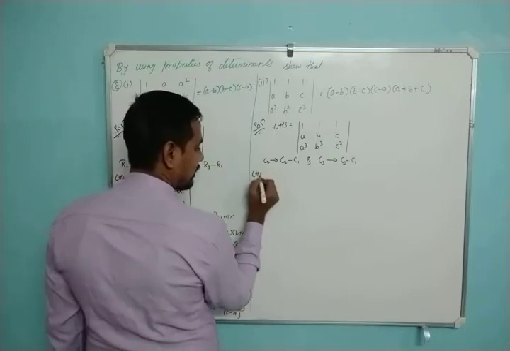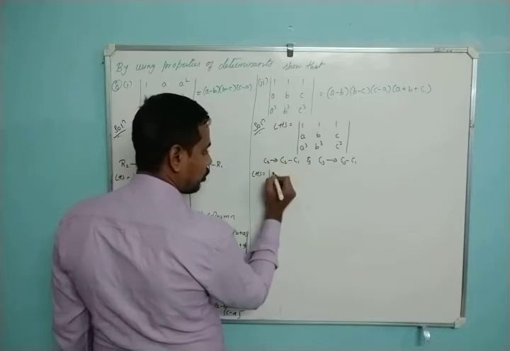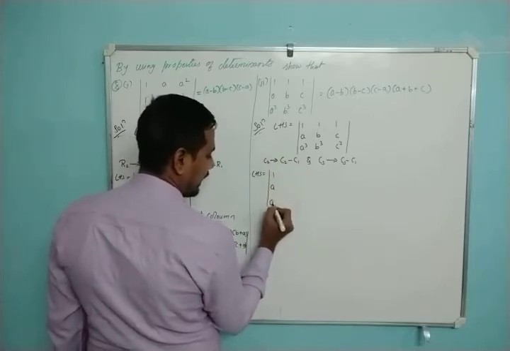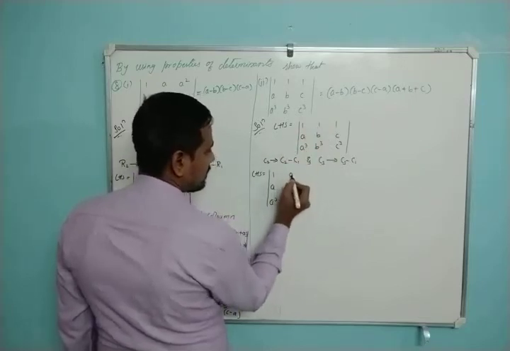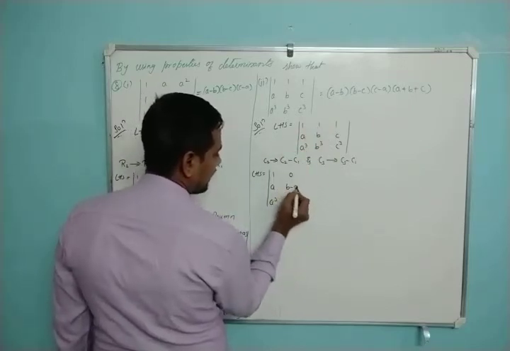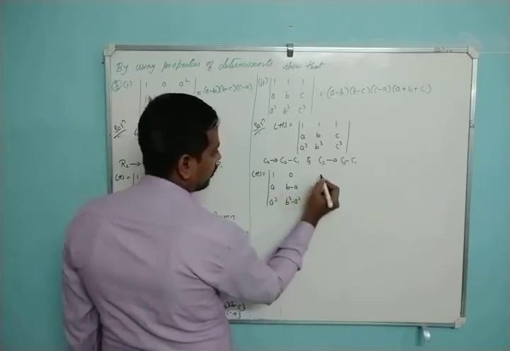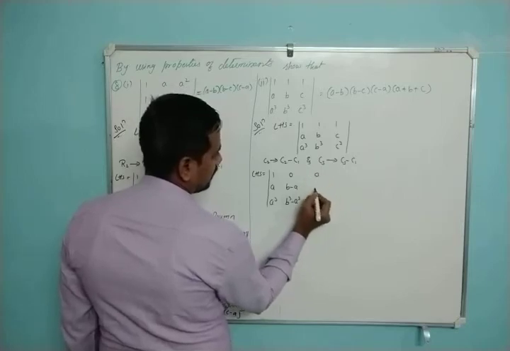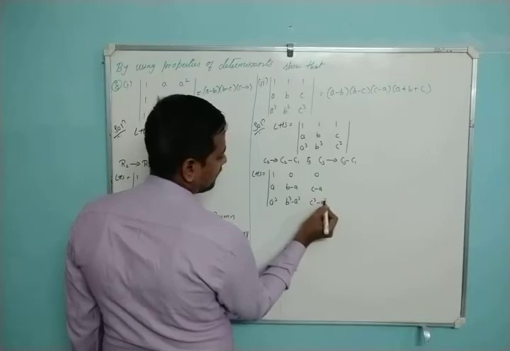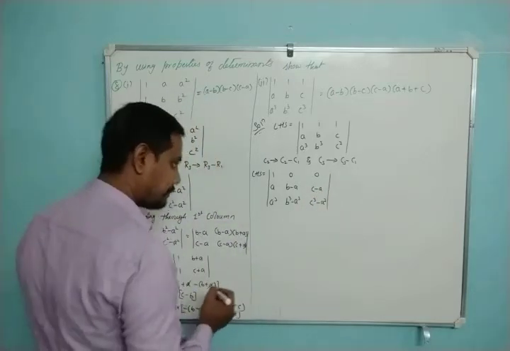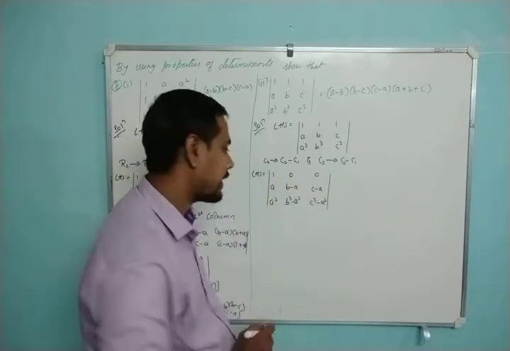So LHS will be equal to what? See, column 2 is changing, so there is no change in column 1: 1, a, a cube. Column 2 changes to column 2 minus column 1. 1 minus 1 is 0. This is b minus a. This is b cube minus a cube. And here 1 minus 1 is 0, c minus a, c cube minus a cube. Okay. So now it has two zeros, so let us expand it through the first row.